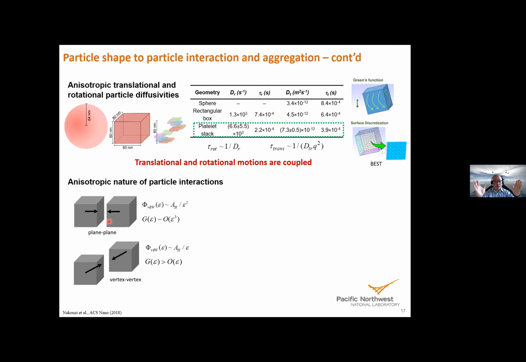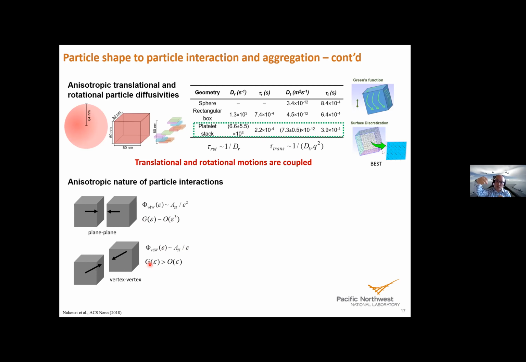When they actually see face-to-face, the van der Waals interaction scales as 1/separation squared. And then the hydrodynamic mobility, how fast they move, because of the lubrication, decays like separation cubed. However, if we have a vertex configuration, van der Waals scales as 1/separation, which changes the scale, and also the hydrodynamic mobility. So they move much faster.